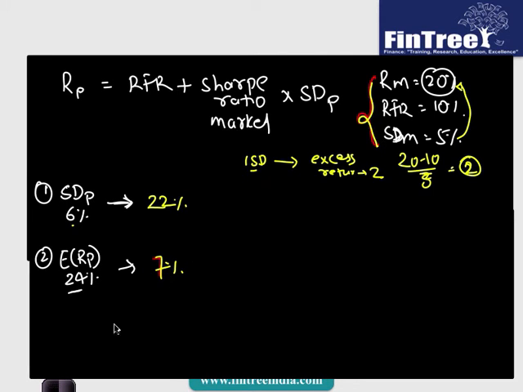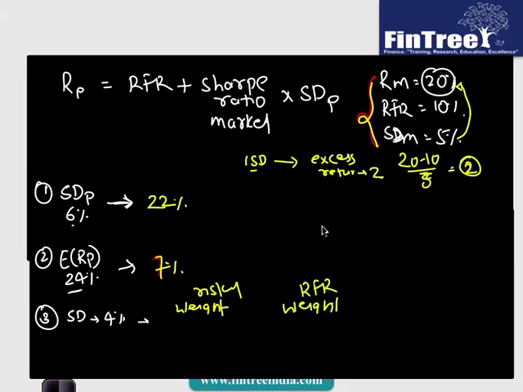Then the third type of question that can be asked: if the client is willing to take a risk of, let us say, 4 standard deviation, then what should be the weight in the risky portfolio, and what should be the weight in RFR? Now the easiest way to deal with this is to remember this formula: the standard deviation of your portfolio is equal to the standard deviation of the market multiplied by the weight in the market.